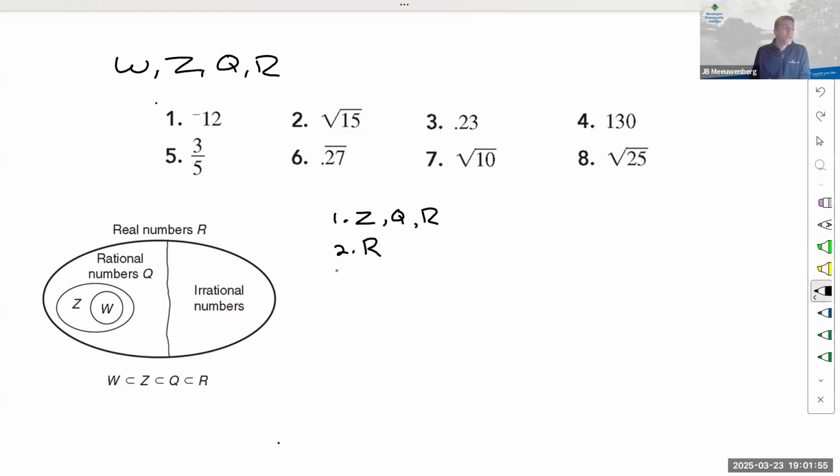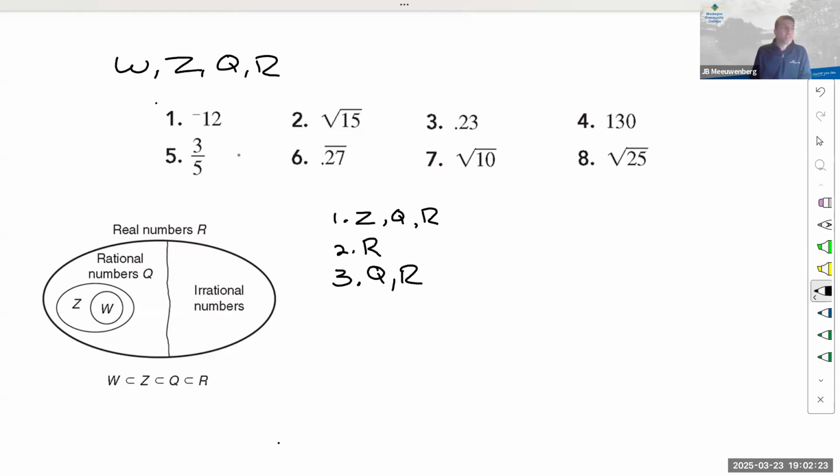Okay. Number 3, 0.23. Is it a whole? No. Is it an integer? No. Is it a rational number? Maybe. It's a decimal that terminates, which means, yes, it can be written as a fraction, 23 hundredths. So that means it is a rational number and then also a real number.